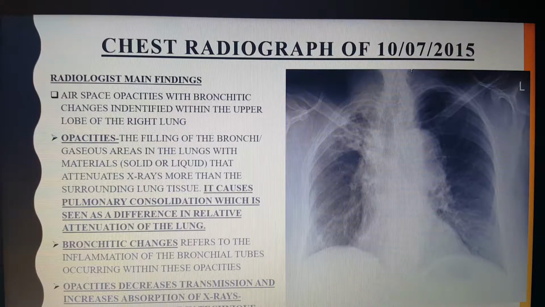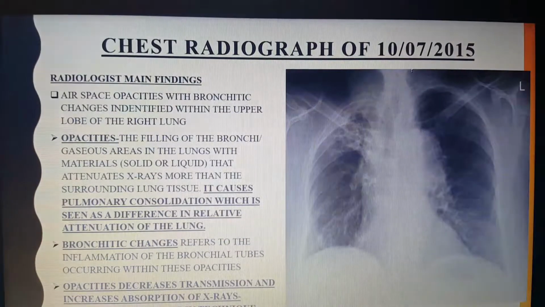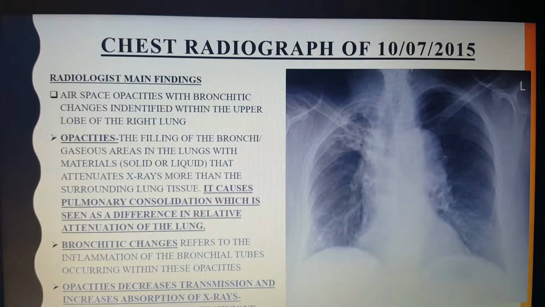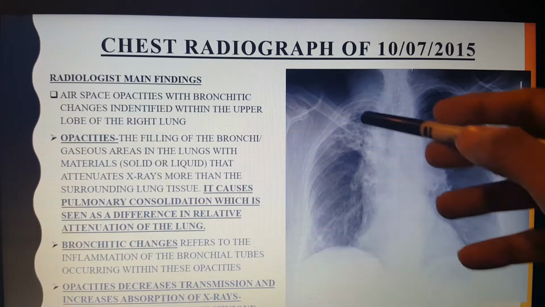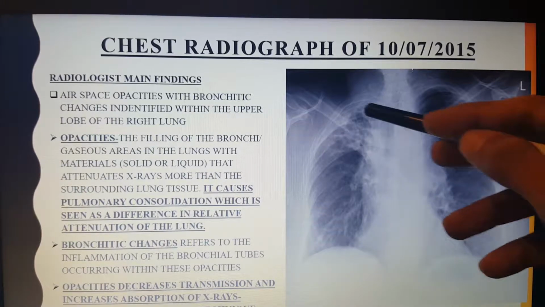Also, with opacities, the radiologist mentioned bronchitic changes occurring. Bronchitic changes refer to the inflammation of the bronchial tubes occurring within these opacities. So basically the bronchial tubes within the opacities were actually inflamed. That was the radiologist's finding.